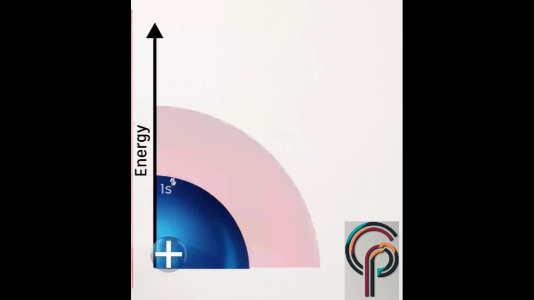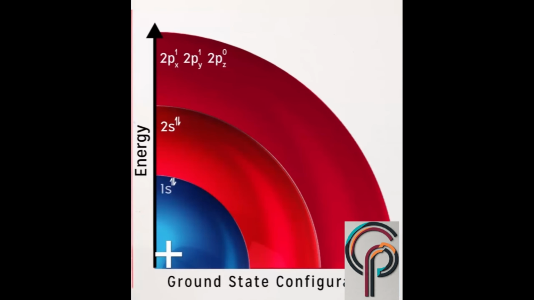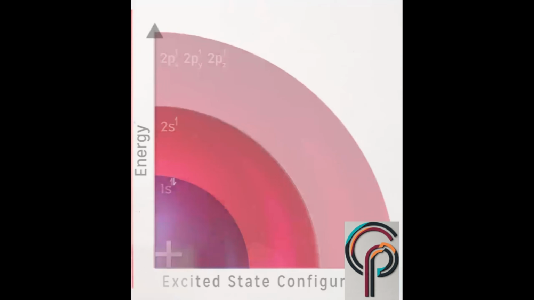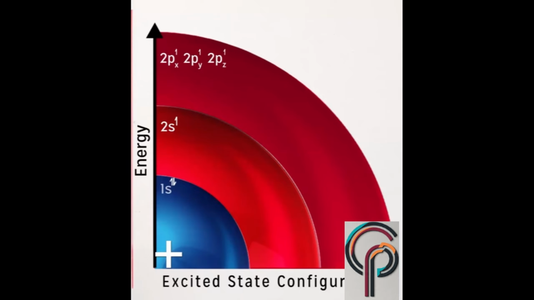Consider a carbon nucleus with its electrons arranged in atomic orbitals. In the ground state, carbon has the electronic configuration 1s2, 2s2, 2px1, 2py1, and 2pz0. When one electron from the 2s orbital is promoted to the 2pz orbital, the carbon atom enters an excited electronic state. This excited state configuration allows carbon to form bonds more effectively. In this excited state, the energy of the 2s orbital becomes slightly lower, while the energies of the 2p orbitals become slightly higher, making them suitable for hybridization.